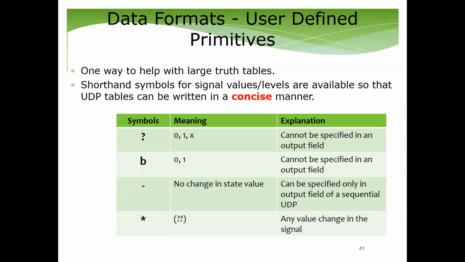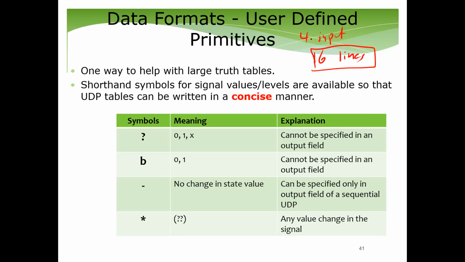The problem with a user defined primitive is that if you have a huge number of inputs, your table will be huge. Up to 4 inputs, you're going to write 16 lines for your table, and that's acceptable. After 4 inputs it becomes extremely large. For 5 inputs you're going to write 32 entries in your table. For 6 inputs you're going to write 64 lines in your table, so it's going to become hard to write.